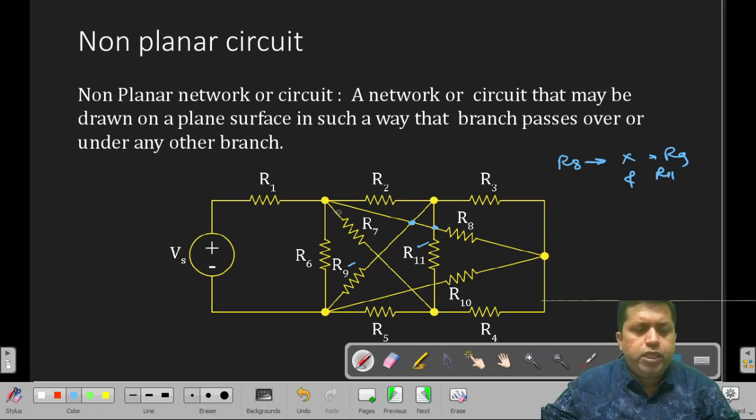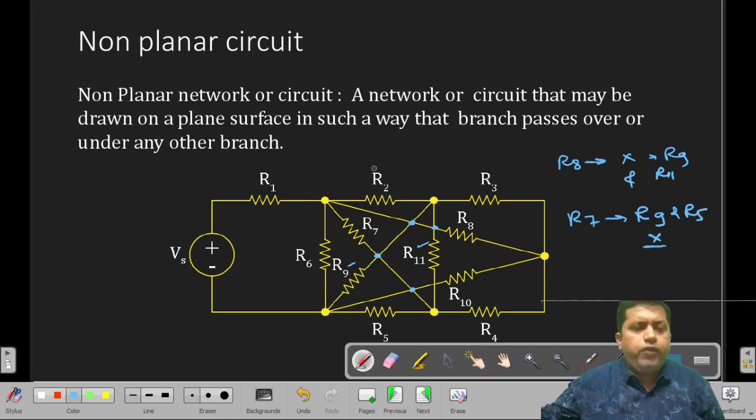Another one: R7 is passing over or under R9 and R10. So this is an intersection. There are two intersections here where R7 is passing through R9 and R5. This kind of network is called a non-planar network.